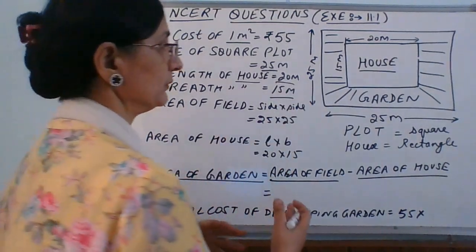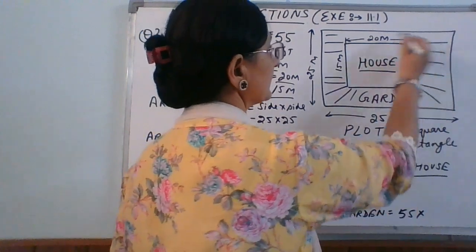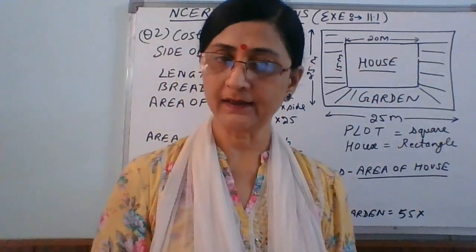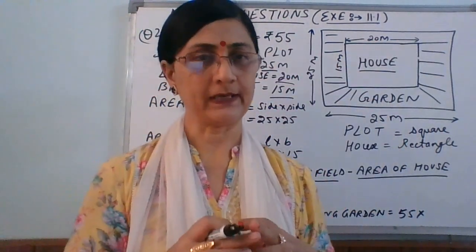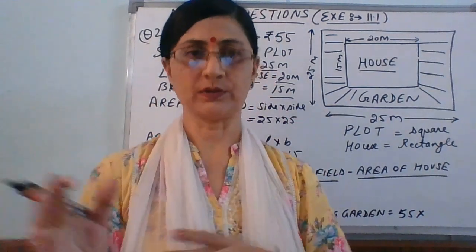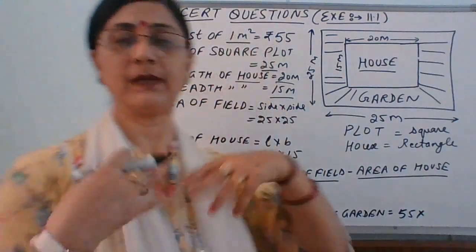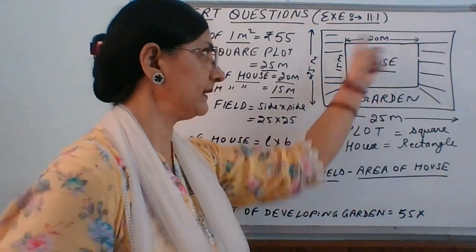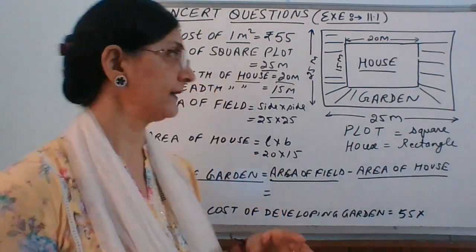Then what you have to do, how can you find the area of this garden? First you need to find the area. When you will find the area, then you will multiply by per meter cost. 1 meter की cost से आप last में जाके multiply करोगे. पहले आपको निकालना है area. How can you find that area?